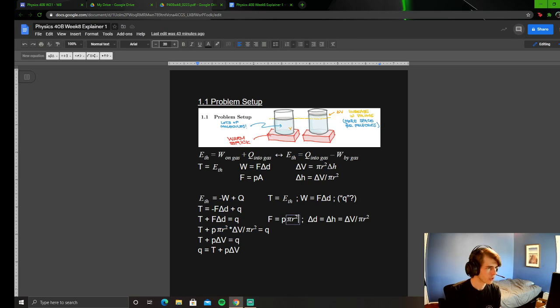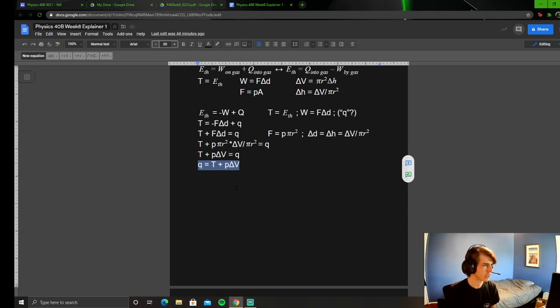Then we also substitute in change in height for change in distance, because that's what's really changing in this problem. Also note that change in height is equal to this equation when you solve for change in height in this equation. Once we do that and rewrite it, we get the final answer that is equal to what we're supposed to get. So that's good. Q is equal to temperature plus density delta V.